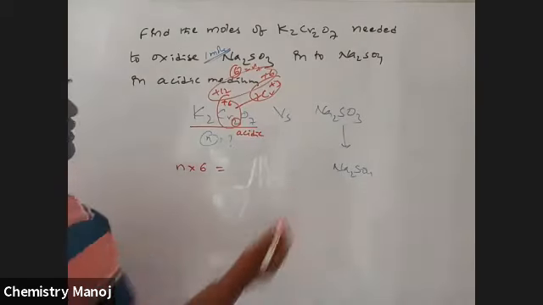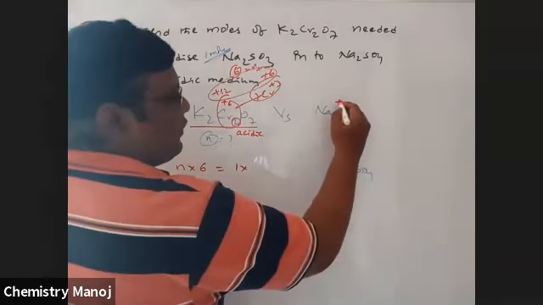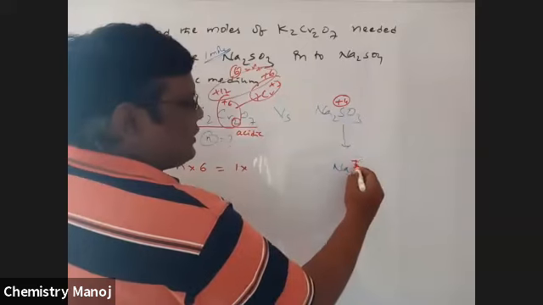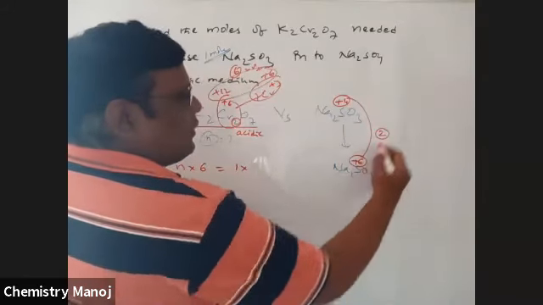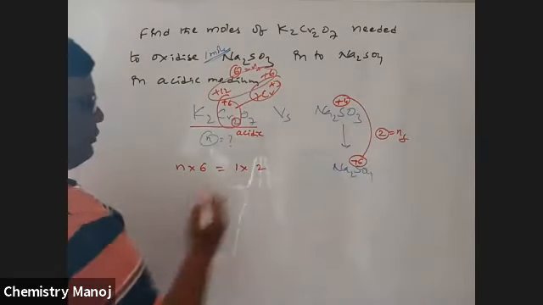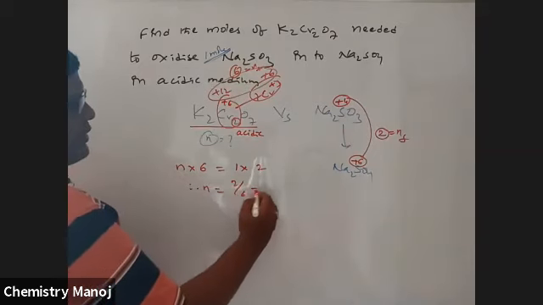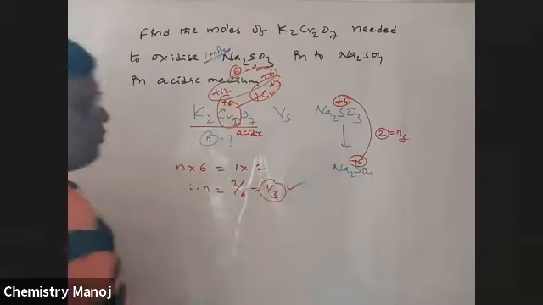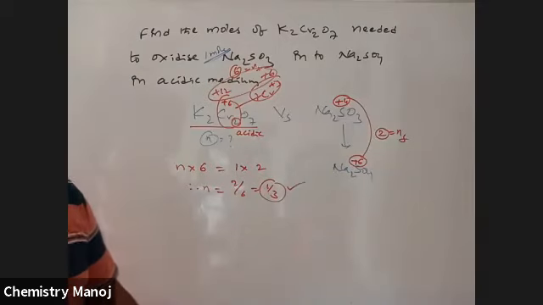Next, Na2SO3. Here sulfur is in plus 4 oxidation state, and here sulfur is in plus 6 oxidation state. Now the change value is 2. This is the n factor for this one, that is equal to 2. Therefore, the number of moles of K2Cr2O7 is equal to 2 by 6, which is equal to 1 by 3. So that is the way to solve the problem.